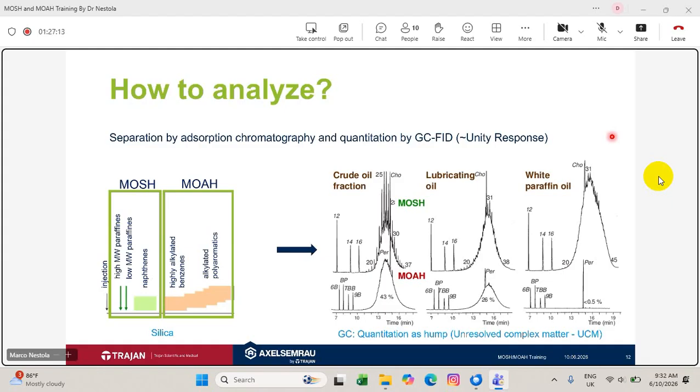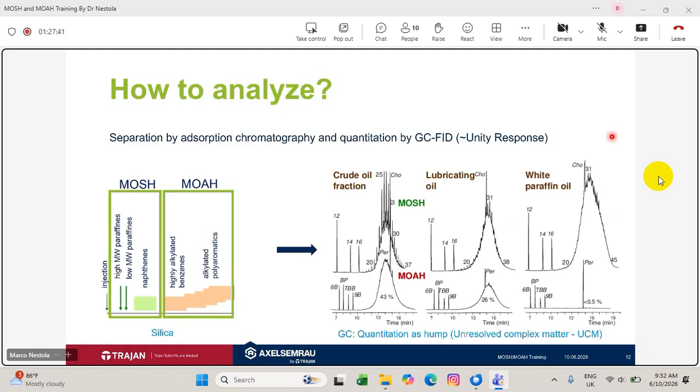So that's the idea. I hope that's clear why we are using a GC-FID, because we just don't have standards for 10,000 compounds. And we need somehow a liquid-based chromatography based on silica, because silica is cheap and it is very easy to separate saturated and aromatic hydrocarbons.